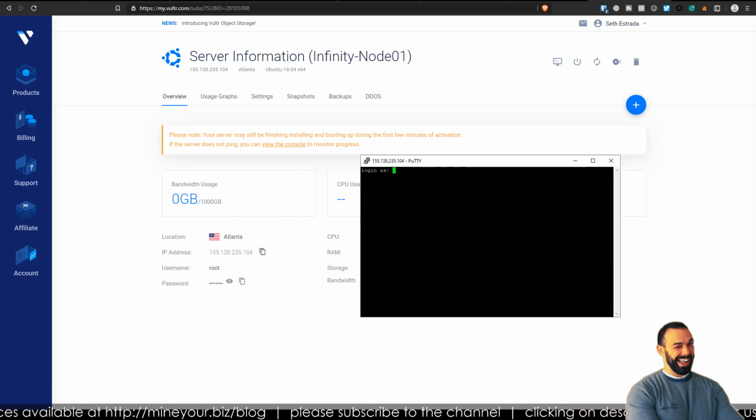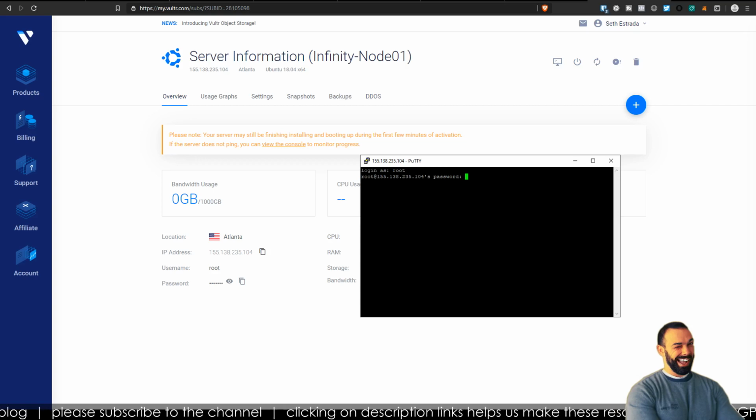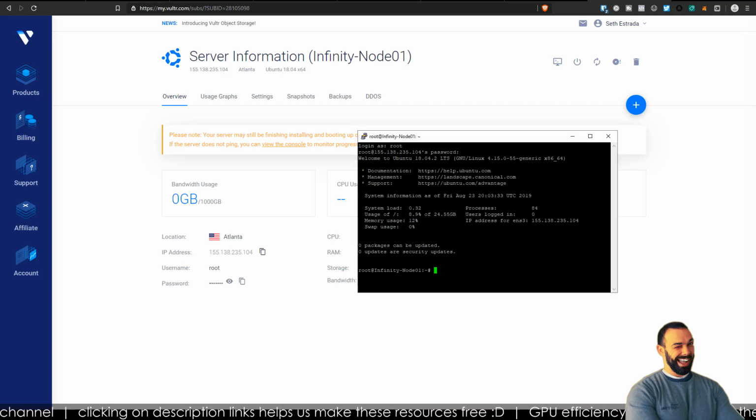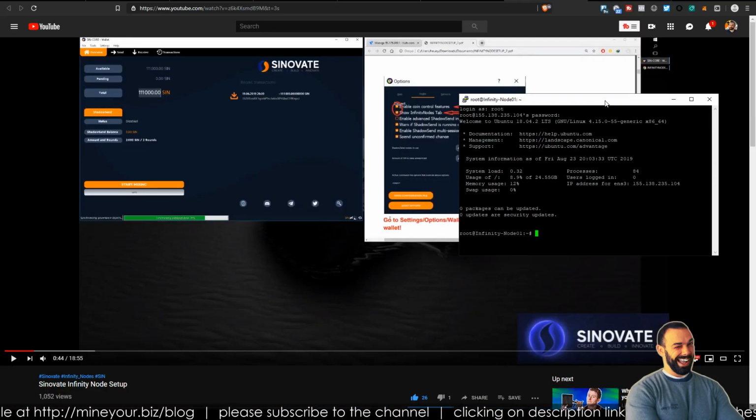It's already asking me, okay, how do you want to log in? Root. Now copy the password. That's copied. And when I right-click here, you can't really see what it did, but I right-clicked inside of PuTTY, and it pasted in my password. Now I'm logged into that machine, and everything that the SINOVATE Masternode Infinity Node Setup Guide teaches me to do here, I can do very easily from within PuTTY.